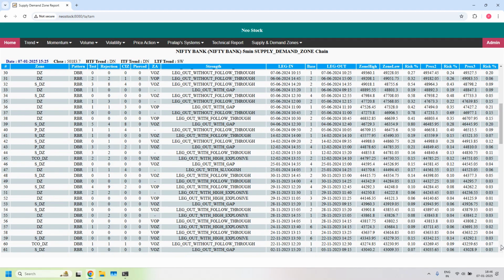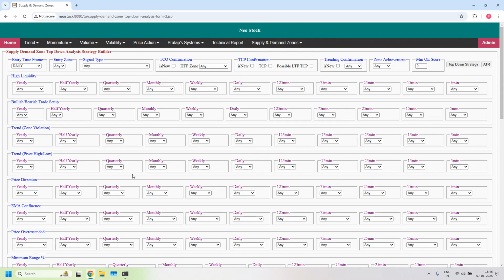And the next set of reports are about bullish and bearish trade setups for monthly, weekly and daily income trades. First, let us generate bullish trade setup for monthly income trade. Entry time frame is daily. Entry zone, demand zone. In bullish or bearish trade setup at a daily time frame, I am selecting bullish.